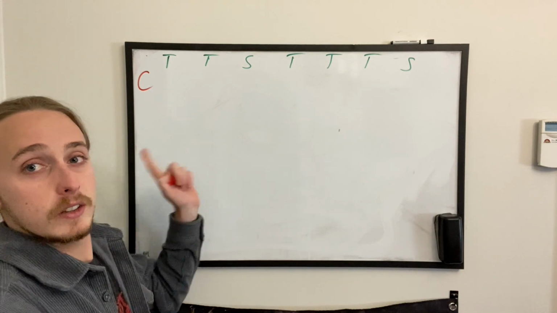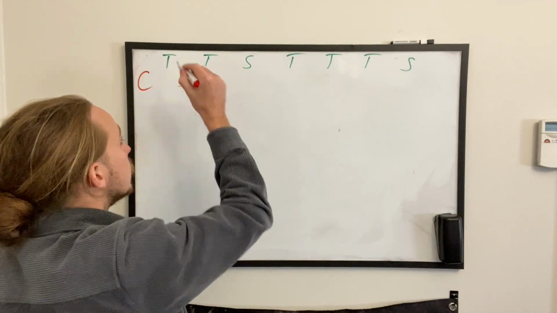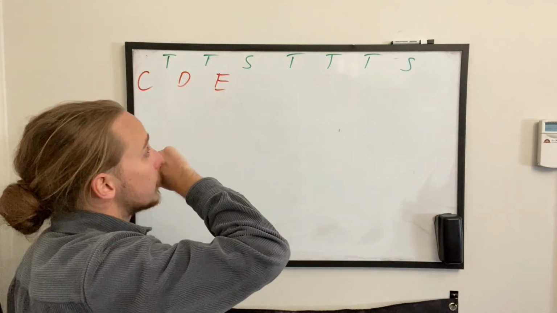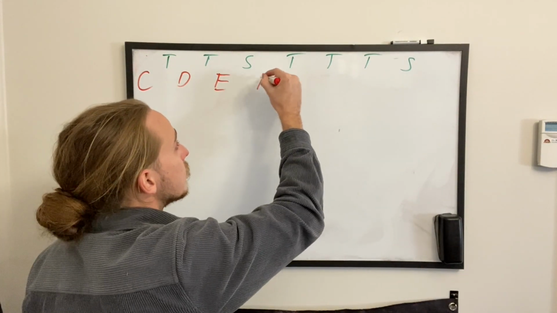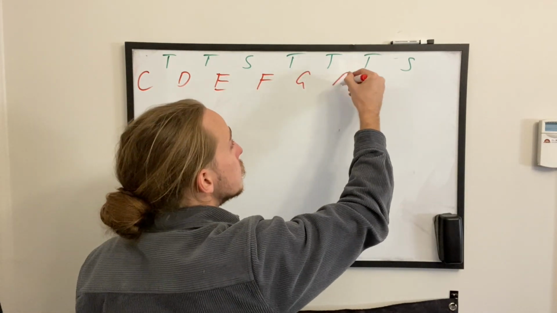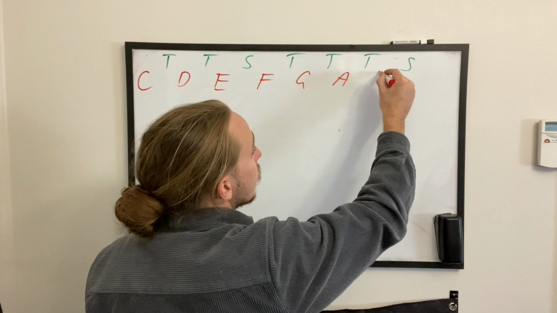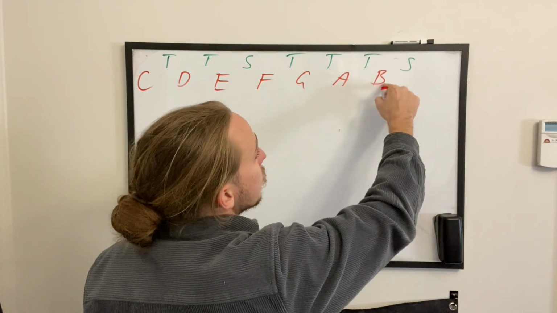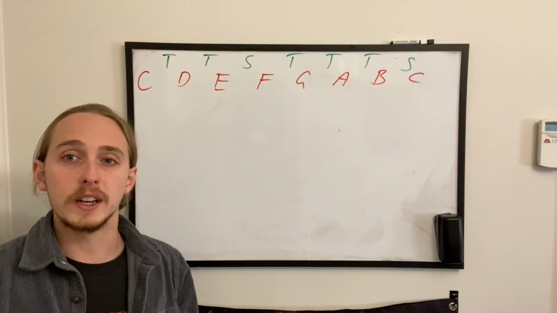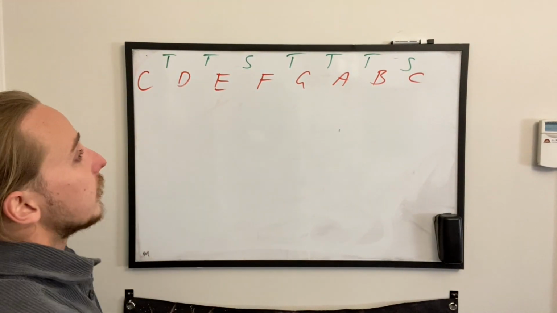So C, tone, we get D. D to the next tone, we get E. Now semitone, we know that E doesn't have a sharp, so we go straight to F. Tone to the next, which is going to be G. Tone to the next, which is going to be A. Full tone again, we're going to get B. And a semitone from B. B doesn't have a sharp, so then we get back to C, which is back to home, yeah? Now, that is our C major scale.